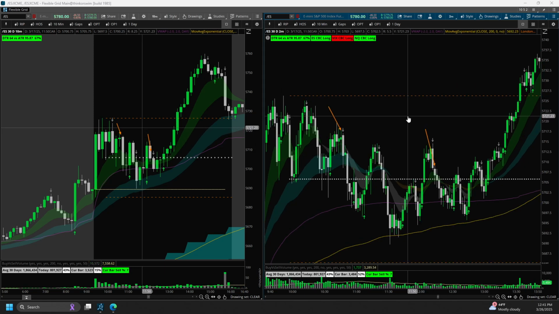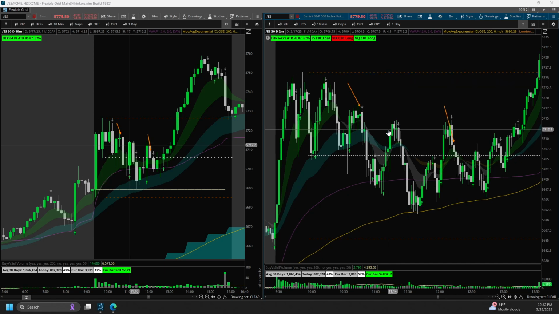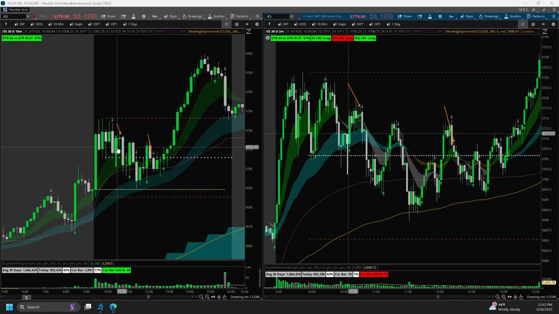The key points for me that made me think I should take that were, obviously, there was a 5-minute bullish engulfing, whether or not you like engulfing or not.